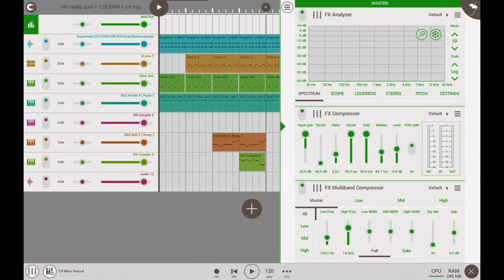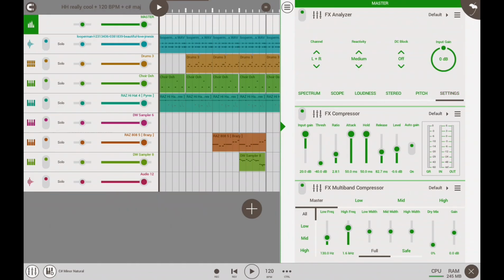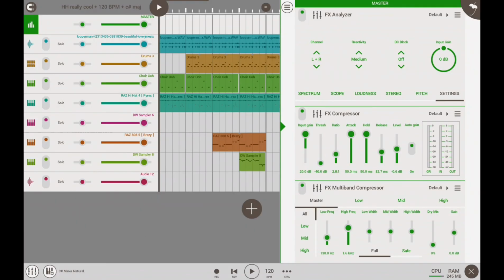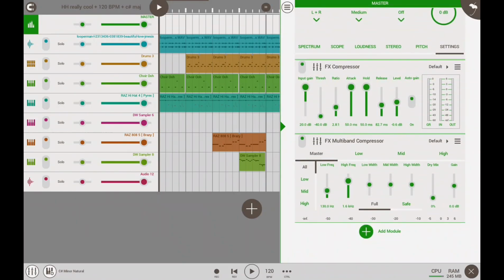Okay, and then you have the spectrum, you have the scope, you have the loudness, you have the stereo, you have the pitch and the settings in your FX analyzer. You can play around with these settings. So the next thing that I keep on my master channel is the FX compressor. I make sure that I should increase this input gain, threshold, ratio.